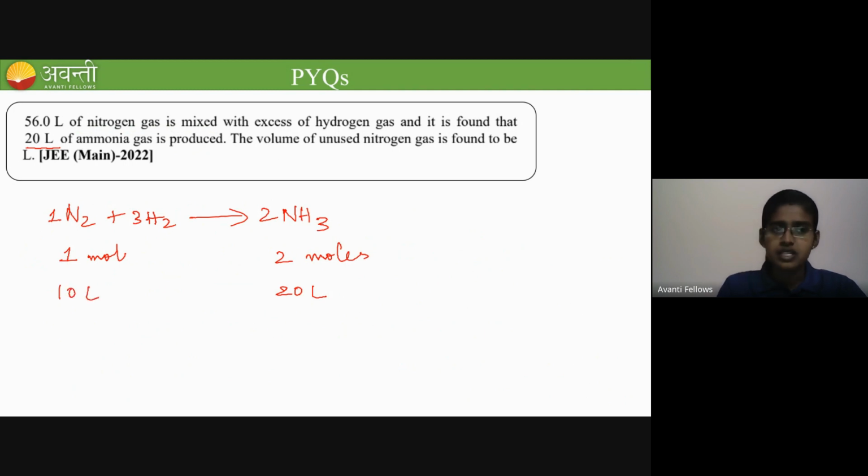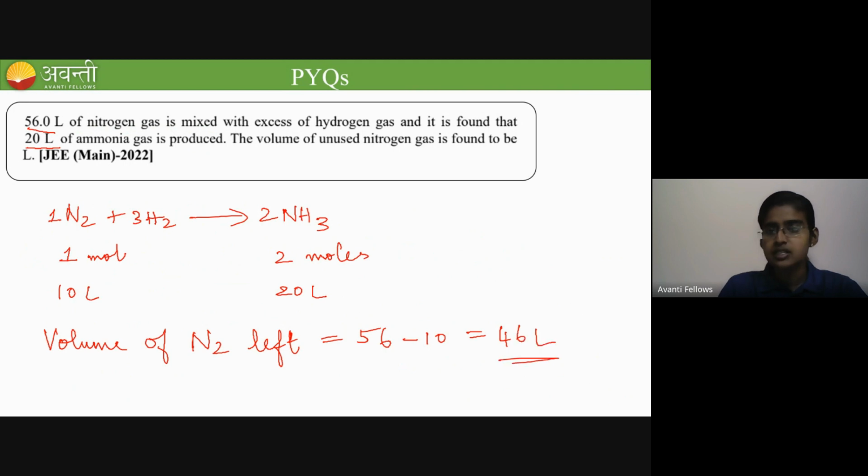But in the vessel we are having 56 liter of nitrogen gas, and only 10 liter has reacted. So the volume of nitrogen left in the reaction would be 56 minus 10, so the remaining 46 liter is left. The volume of unused nitrogen gas is 46 liter. Very easy, right? JEE 2022 question. Yeah. So we will go with one more question.